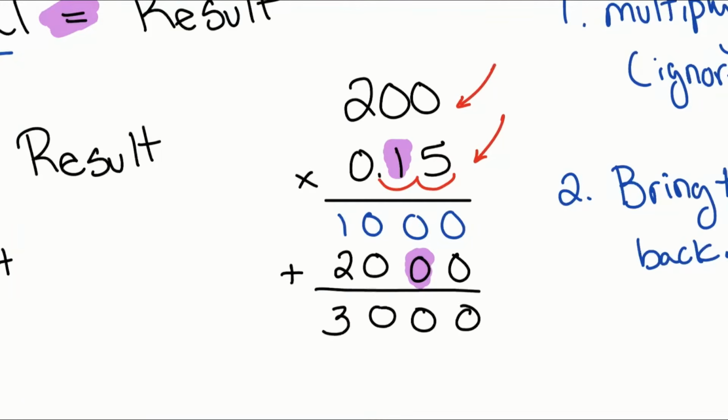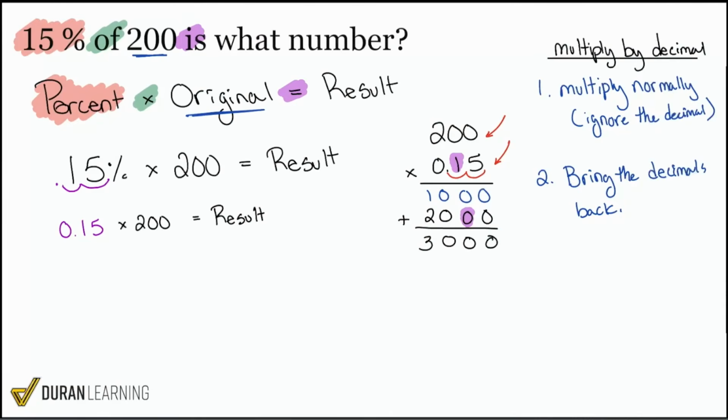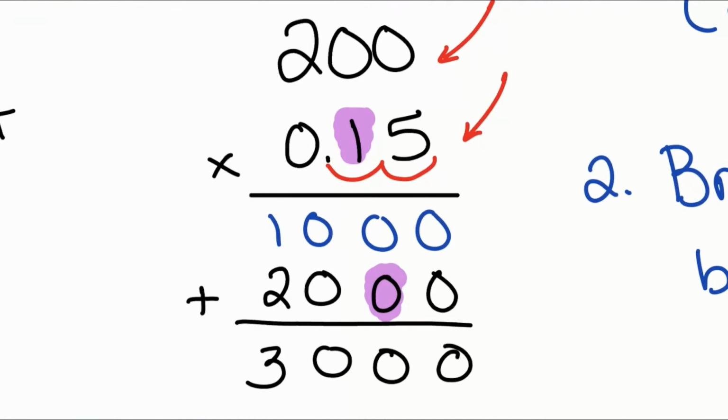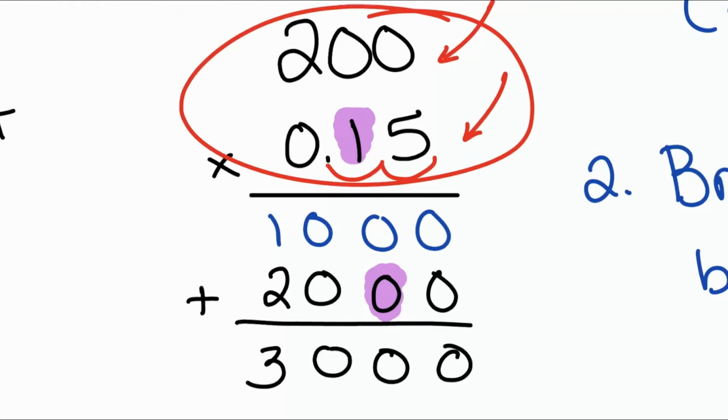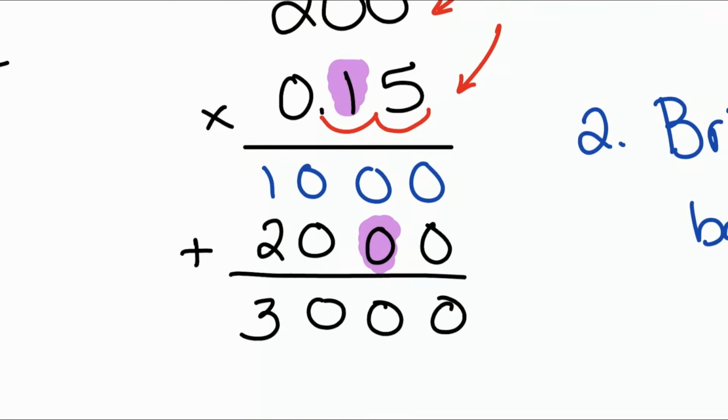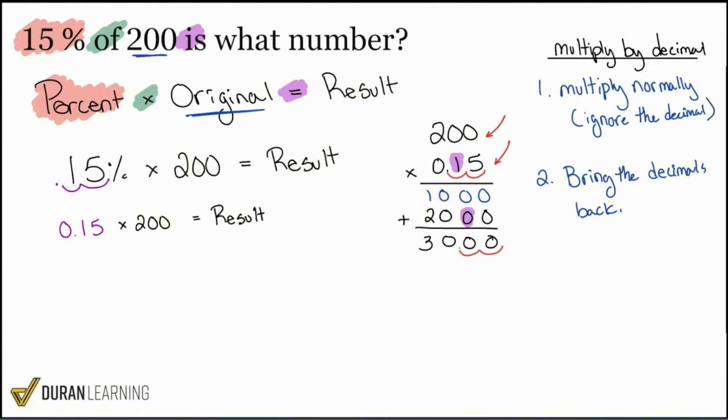Coincidentally, I know earlier we always said we're always going to move it twice to convert. But here, you always count the number of decimals that you have. It could be 1, could be none, could be 2, 3, or 7, who knows? But you will count the total number of decimal places up here, and you will bring them back down here. There's 1, there's 2, and so our result is 30. 15% of 200 is 30.